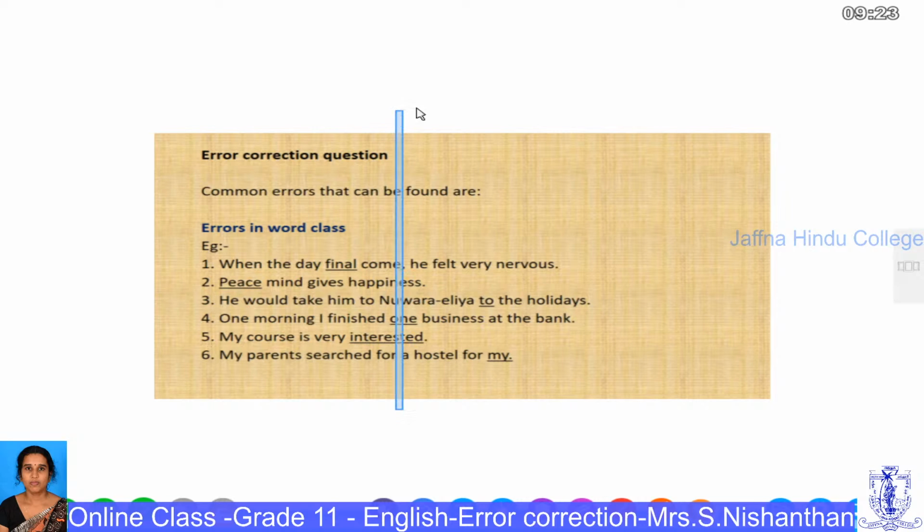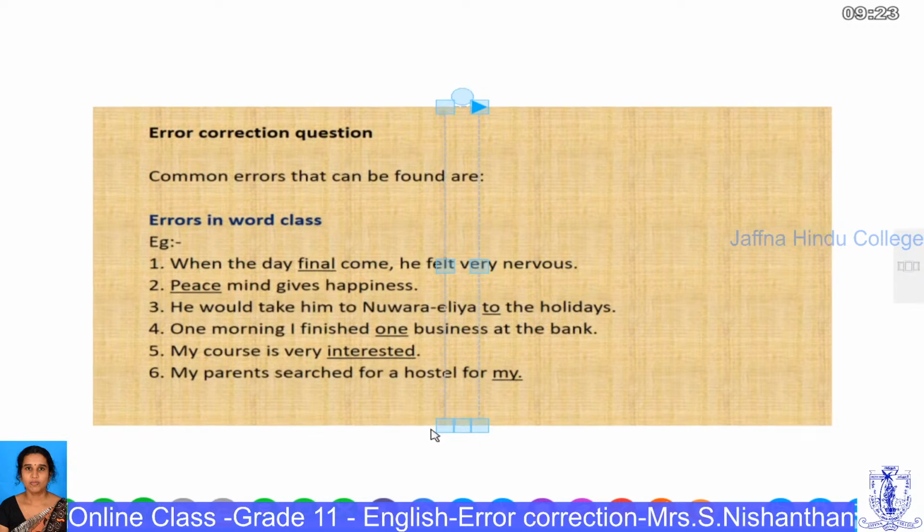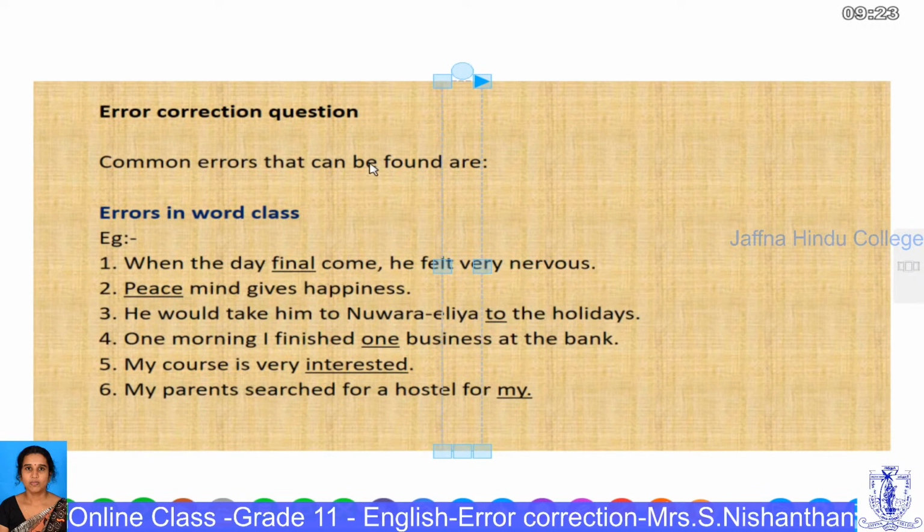the word class, the parts of speech. The examples. Look here. In error correction questions, there may be errors in word class, such as: when the day final come, he felt nervous. Here, they have given that the underlined word is wrong. Final. So, the final is an adjective, as you all know. Final day, if it will be a final day, it is correct, adjective.